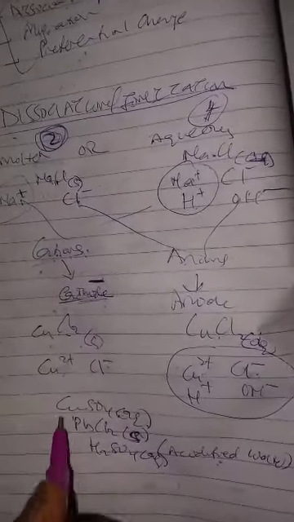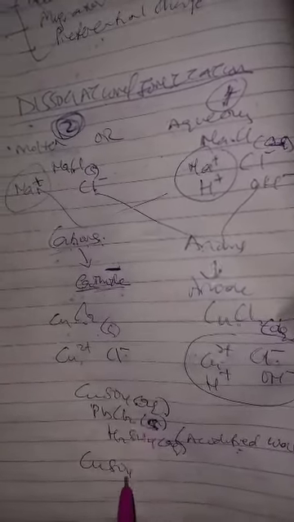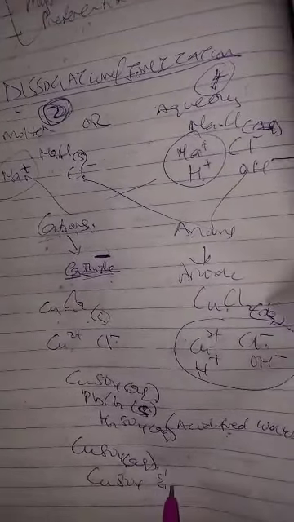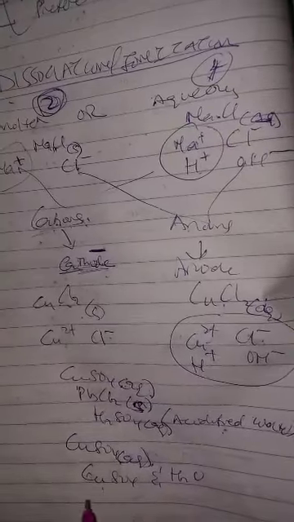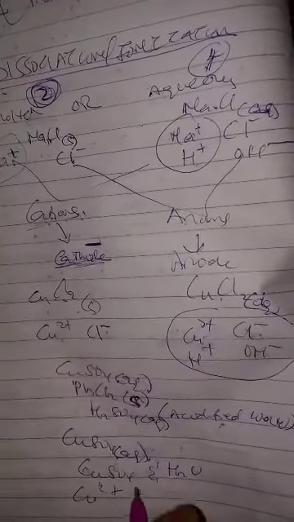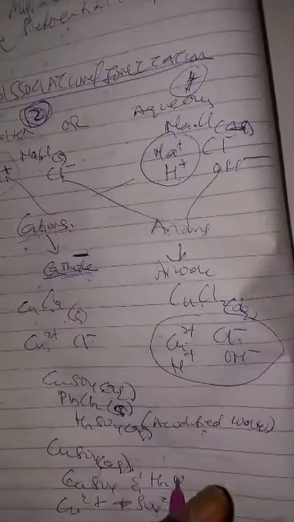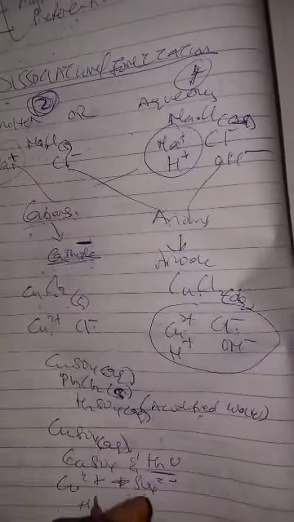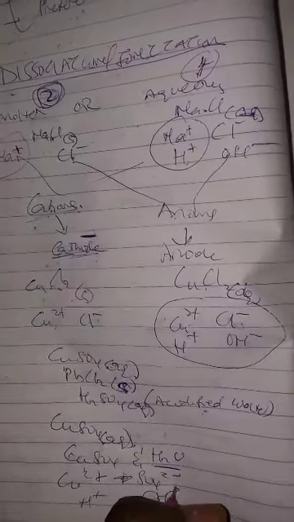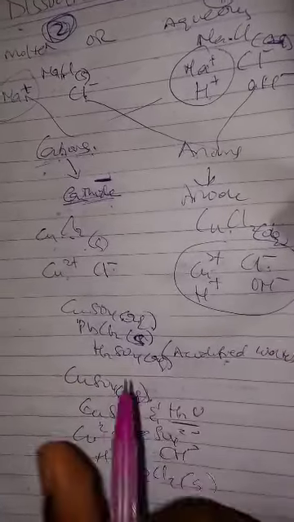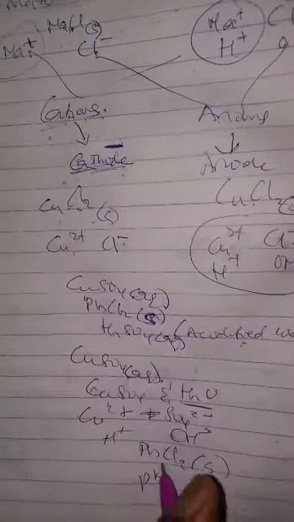So let's write the dissociation of CuSO4. Aqueous means water is there: CuSO4 and water. Cu2+ and SO4 2-. Do you get it? Then water will decompose to H+ and OH-. Do you get it now? Yes. So let's take the next one now. PbCl2 molten. Anytime they say something is molten, you will dissociate it into Pb2+ and Cl-. So it's molten.